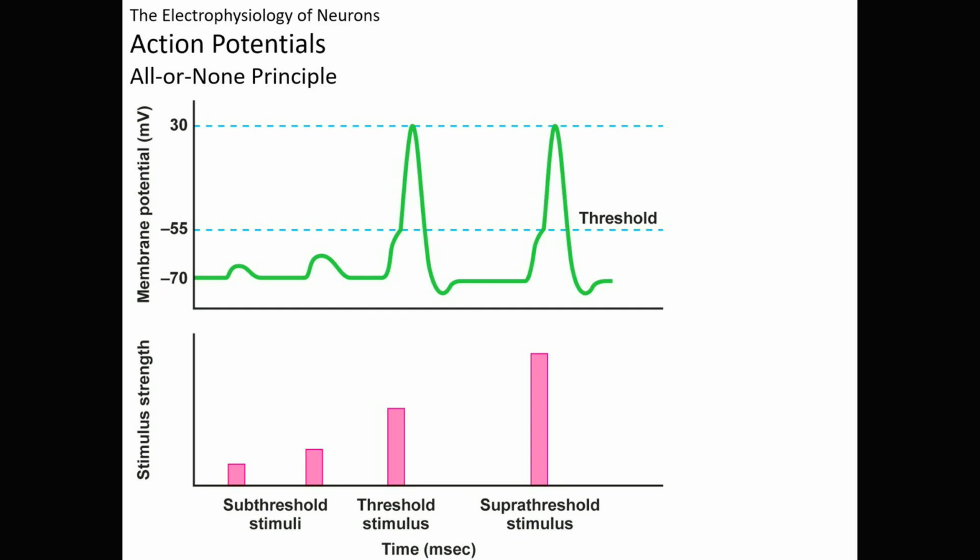So again, that's the all or none principle, right? You don't have bigger action potentials in response to supra-threshold stimuli. Anytime you get to the threshold or above, you get an action potential. And it's the same action potential no matter how strong that stimulus is, right? We all know the all or none principle.